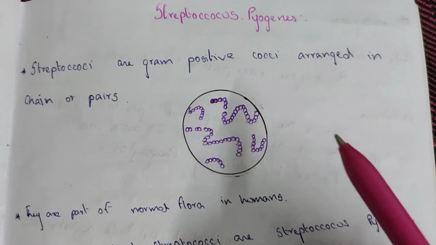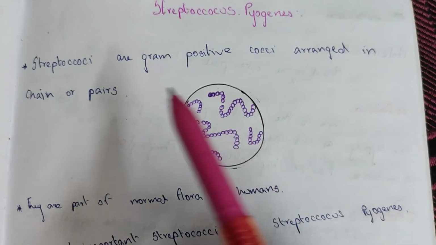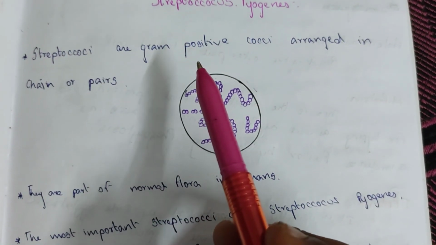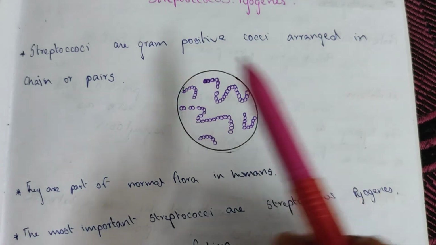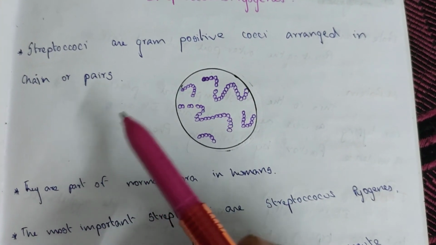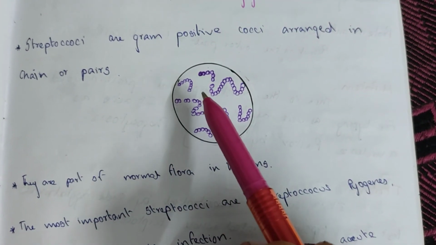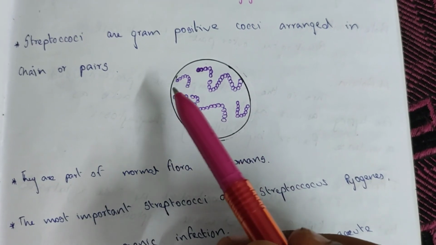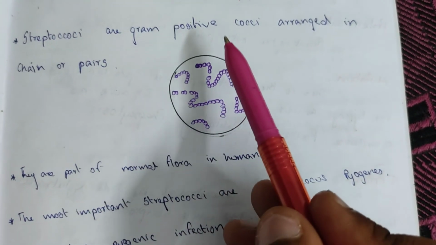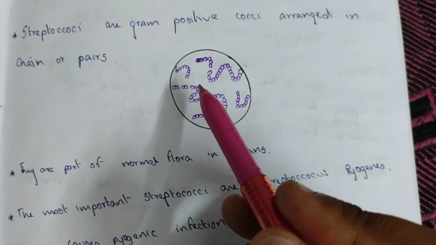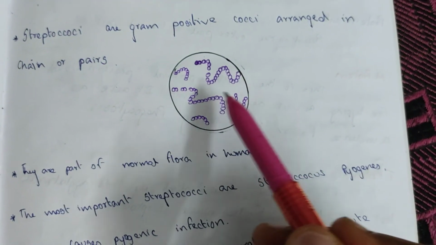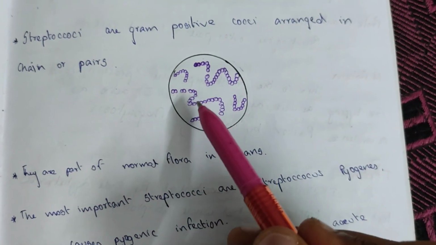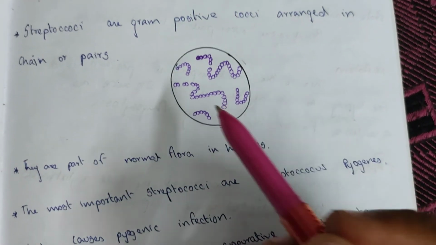Here we are going to see about Streptococcus pyogenes. Streptococci are gram-positive cocci arranged in chains or pairs. Here is the diagram of the Streptococci, which is arranged in chain-like form.